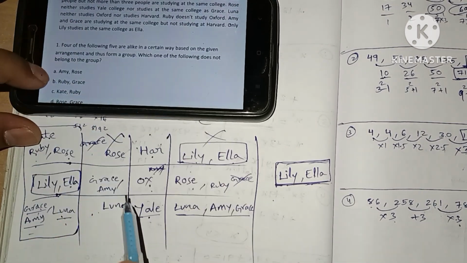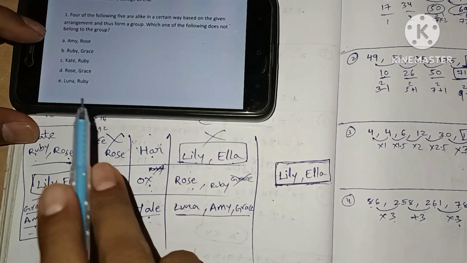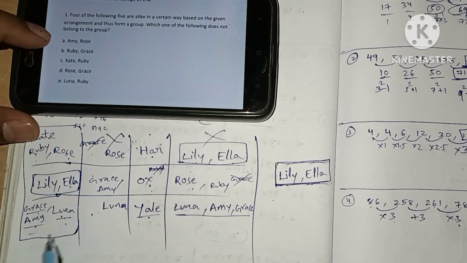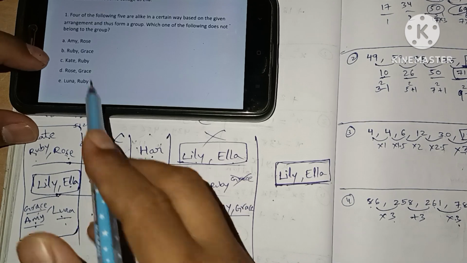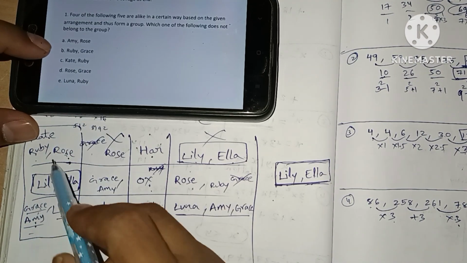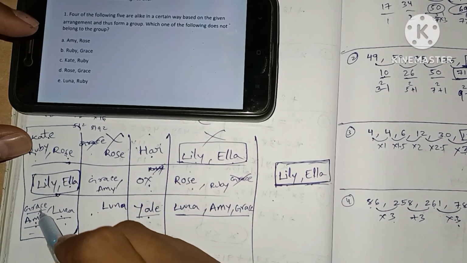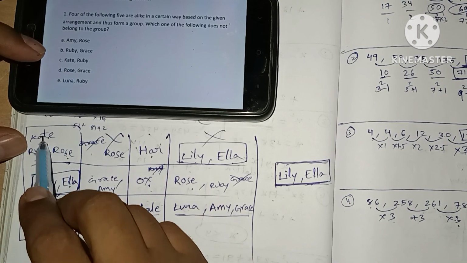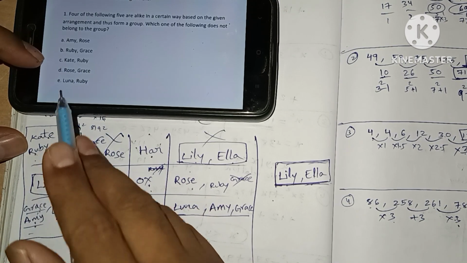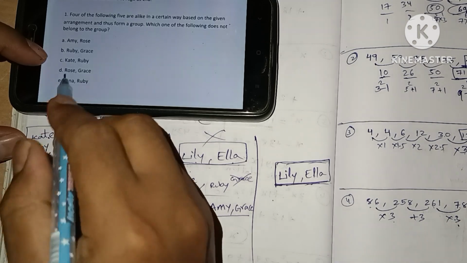Four of the five are alike. Let's see which one is the odd one out. Amy and Rose: Amy here and Rose here, in different colleges. Ruby and Grace: Ruby here and Grace here, different colleges. Kate and Ruby: Kate and Ruby are in the same college. So option C is our answer.